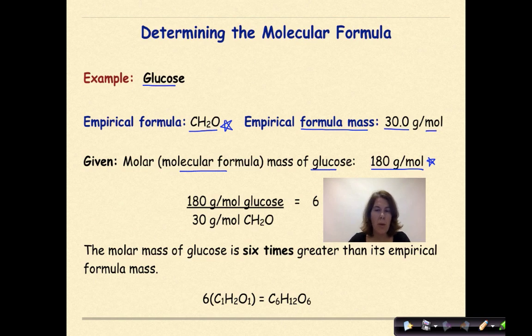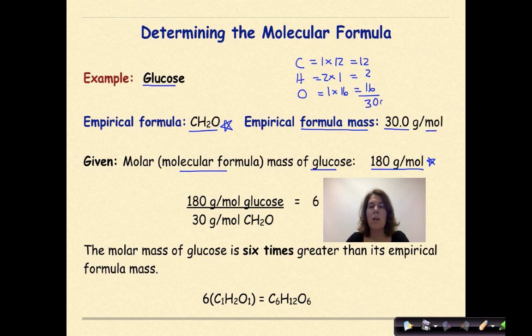And you might say to yourself, well, how do I know that the empirical formula mass is 30 grams? Well, if we take one carbon, which we know has an atomic mass of 12, and hydrogen, we have two of those with an atomic mass of 1, that gives me 2, and a single oxygen with an atomic mass of 16, and we add those up, we get 30 grams per 1 mole.